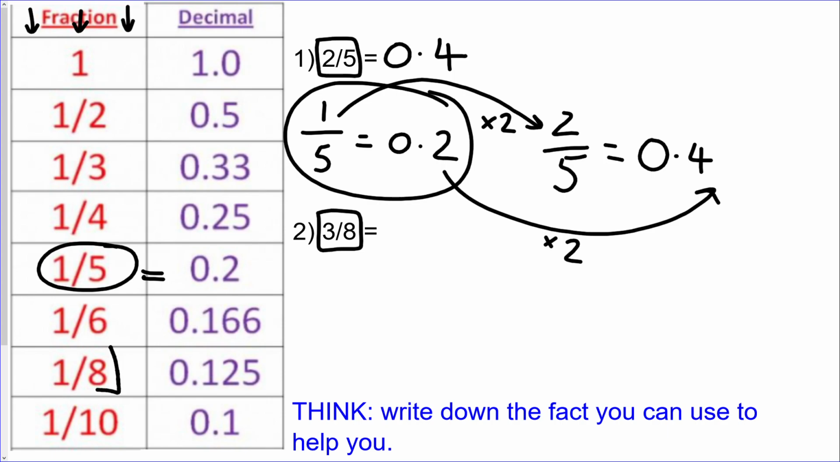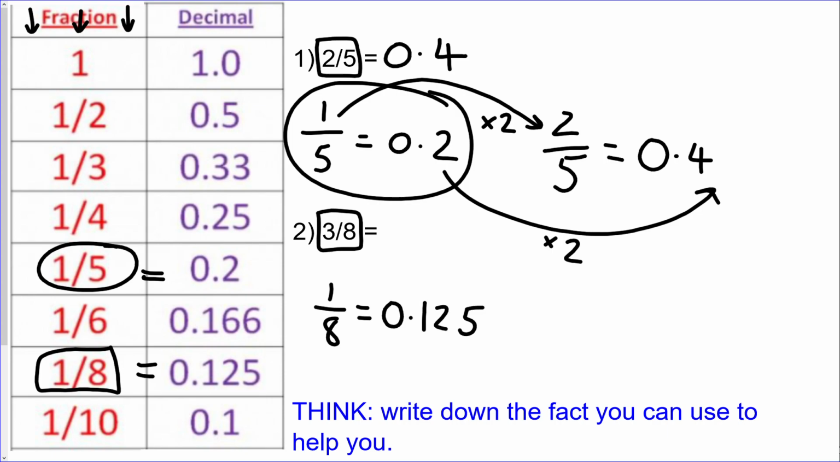And here again, you should be able to see that 1/8 has the same denominator as 3/8. We know off by heart, or we can use the table to see this, that 1/8 is equal to, or is the same as, 0.125.